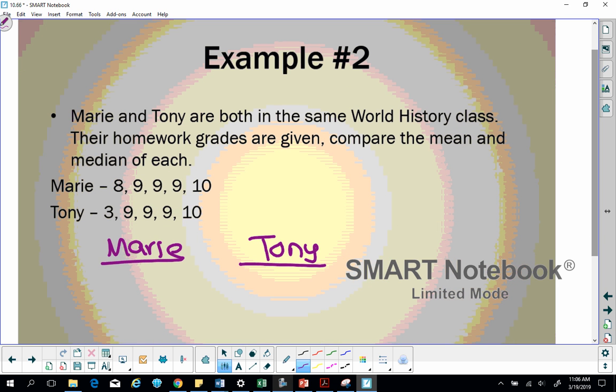I think they got the same. Yeah, they got the same. How do you know that? Because it's in order already, and it's in the middle. So if I go 1, 1, 2, 2, up, I know Marie's median is 9. And if I do the same thing here, I can see Tony's median is 9.